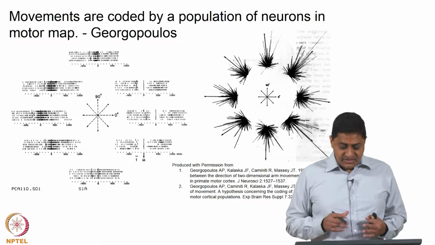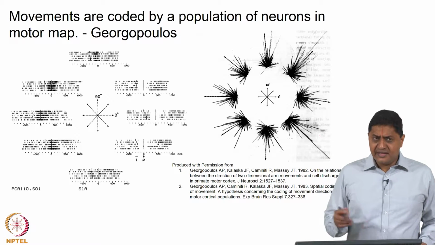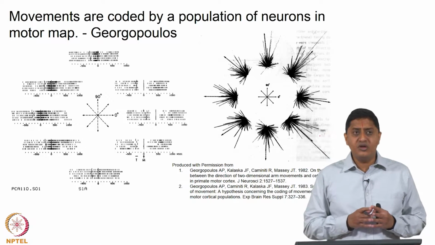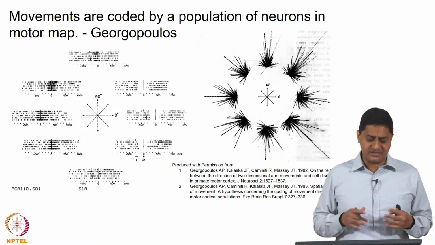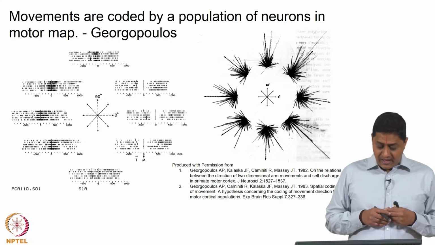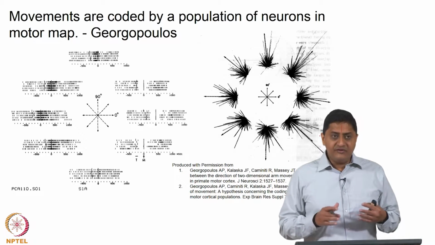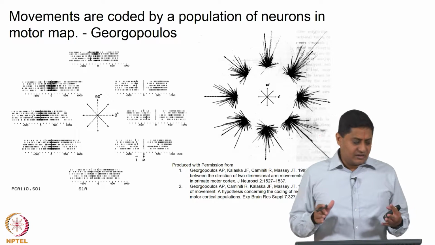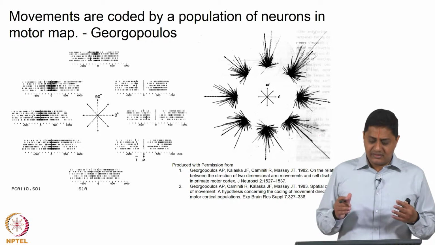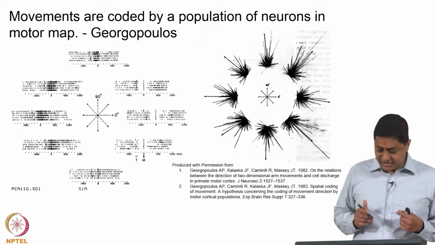So, they used a center out reaching task wherein monkeys reach to different directions, and they recorded from a whole set of neurons, a whole bunch of neurons, not just a single neuron. And what they found was that when you take the combined activity of a population of neurons, then you could predict the movement direction. Okay. So, let me try and explain.